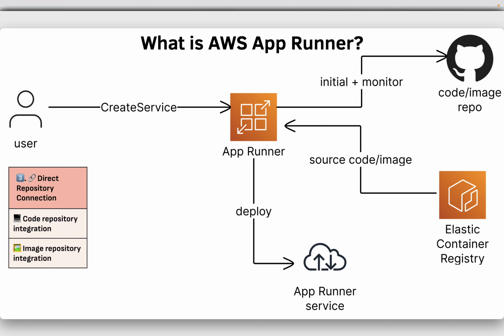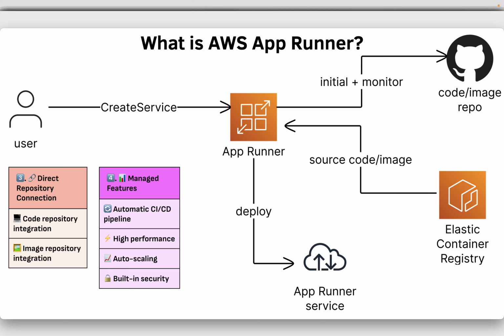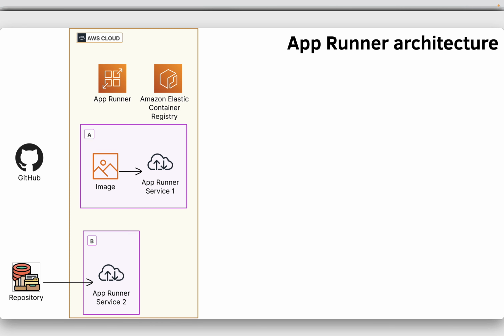App Runner features direct integration with both code and image repositories, streamlining the deployment process by connecting directly to your source materials. The service includes comprehensive managed features such as automatic CI/CD pipeline integration, high-performance capabilities, built-in auto-scaling functionality, and robust security measures, all fully managed by AWS.